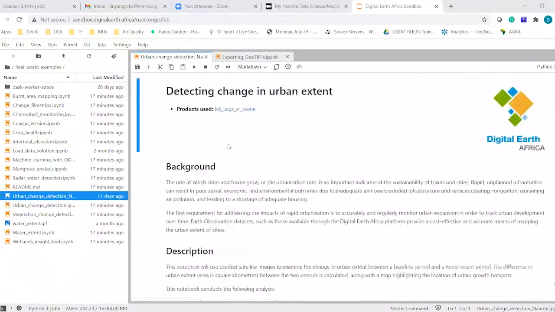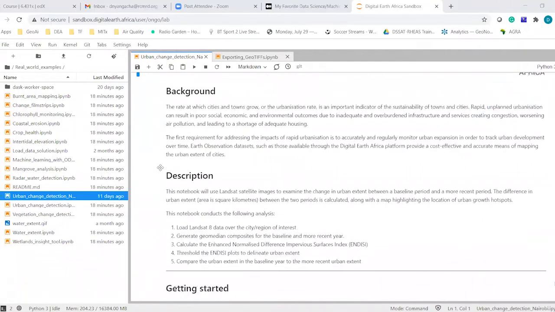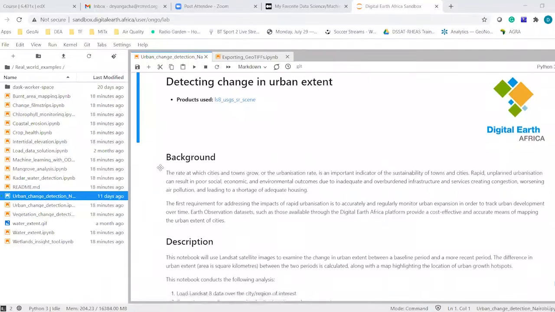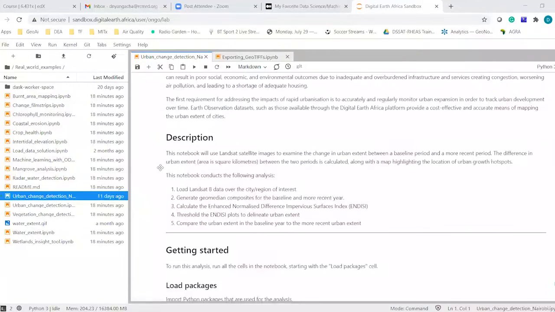So I tried working with this particular tool, the detecting change in urban extent. I tried several times. I think the problem might have been with the existence of data, the one that I wanted. I'd like to go as far back as the 1970s, so that means usage of Landsat. But right now we can only work from 2015 going forward. So maybe we'll be able to resolve this.